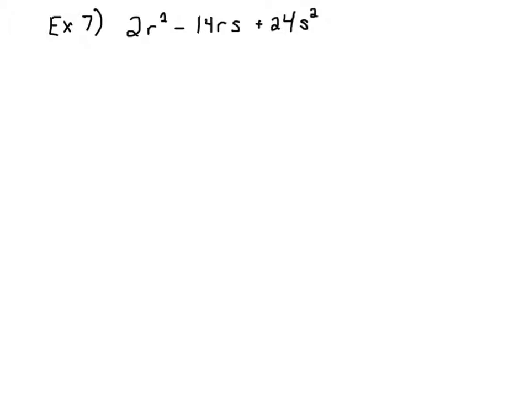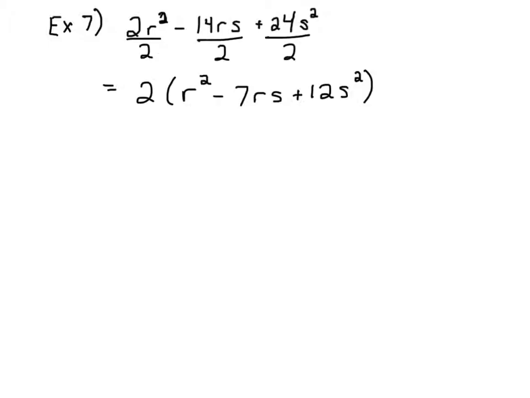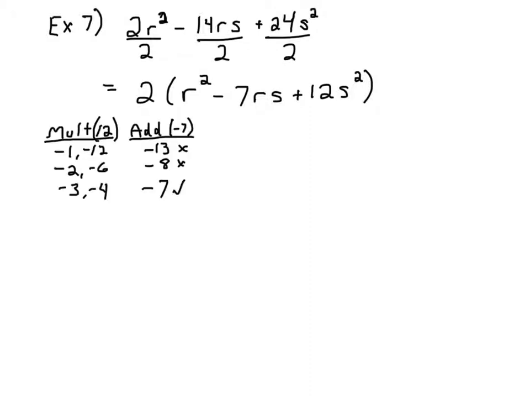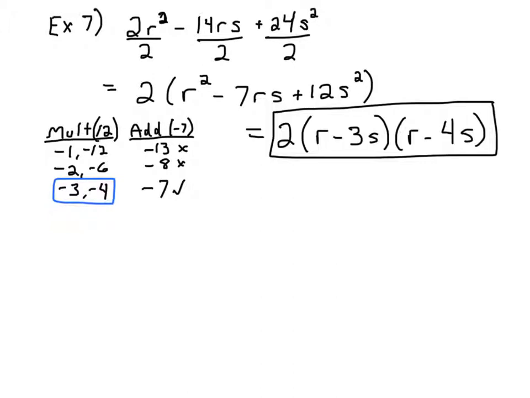Here we have our last example, 2r squared minus 14rs plus 24s squared. We look for a greatest common factor we can divide out of every term first, and we can divide by 2. After we divide out the 2, we're left with r squared minus 7rs plus 12s squared. We want to find two numbers that multiply to 12 and add to negative 7. Looking through our list of factors here, we see that negative 3 and negative 4 work to add to negative 7. So we write our final factors as 2 times r minus 3s times r minus 4s.